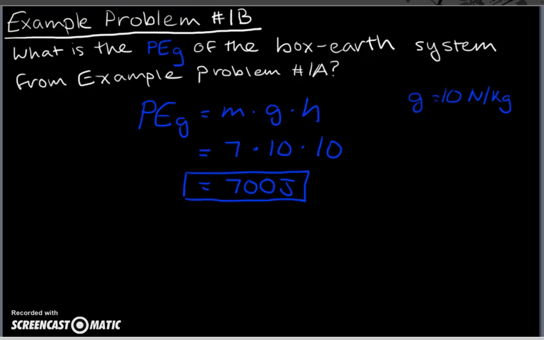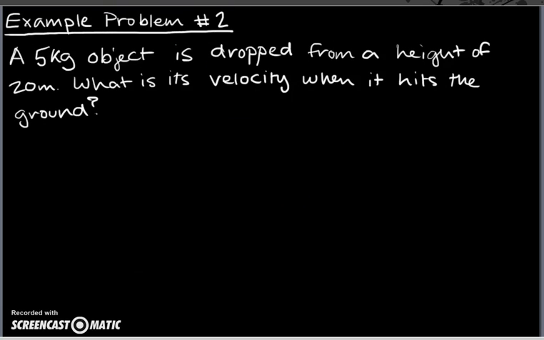Let's try another problem. Example problem number 2. A 5 kilogram object is dropped from a height of 20 meters. What is its velocity when it hits the ground? Although you can solve this problem using kinematics, it's actually a lot more complicated than you would think, and it's a lot easier to solve this just using energy.